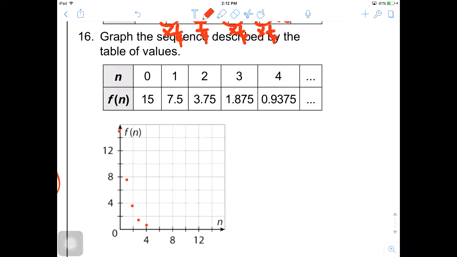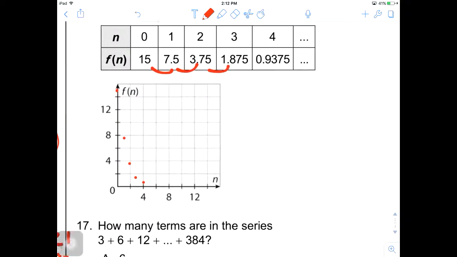So as you can see, it is going in a curving down motion, which is called an exponential decay because the numbers are getting less. And that's the end of the problem.